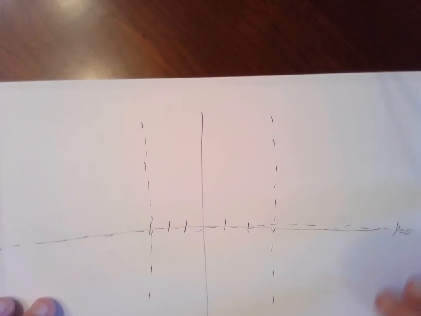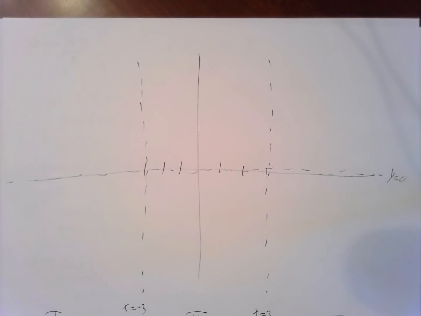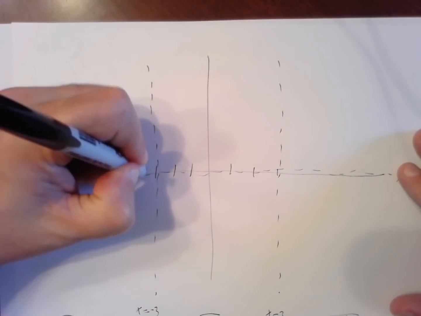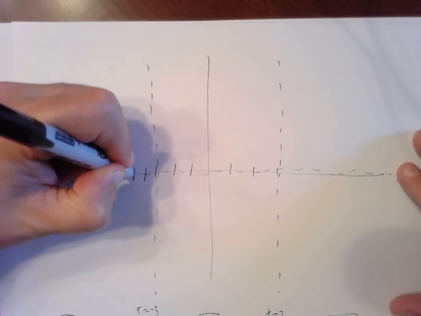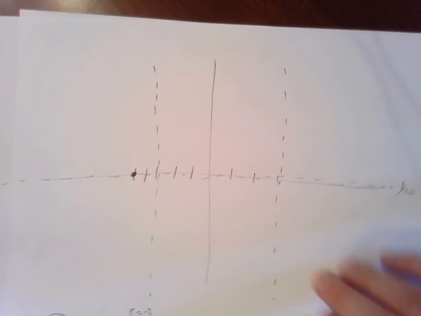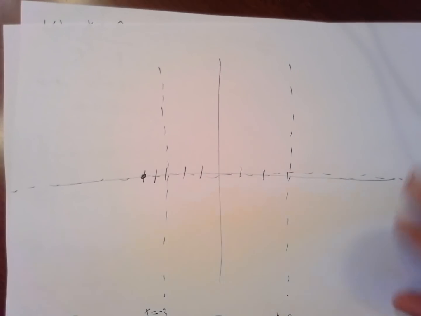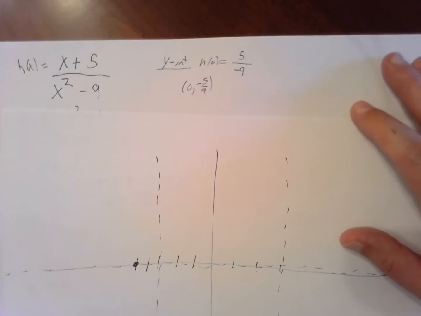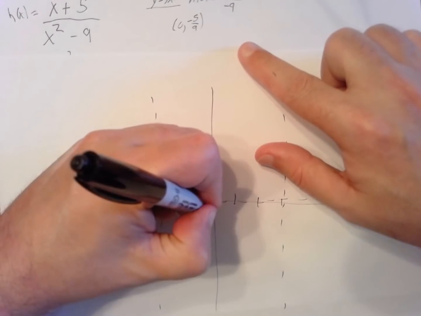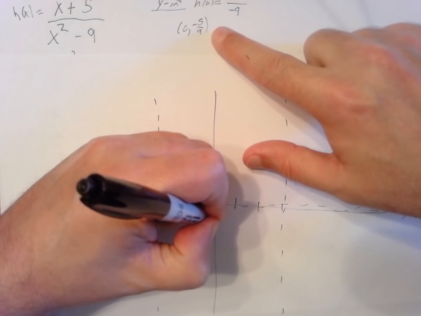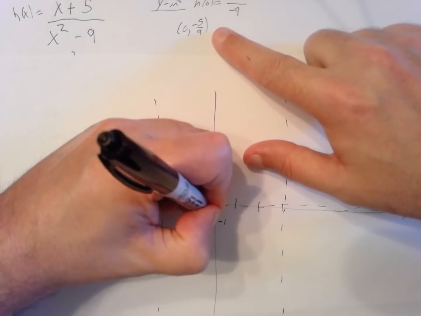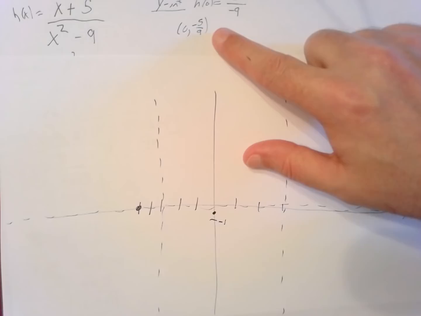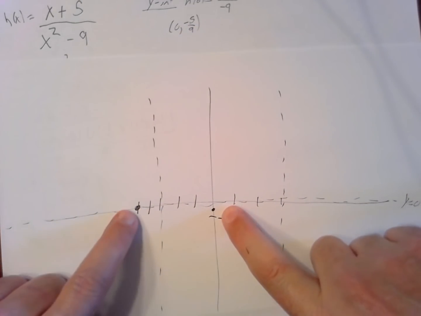As soon as you find it, plot it. Don't wait until you've got everything on the page. It's too hard to go back and find everything. My x-intercept was negative 5, 0, right? Checking me, yeah. My y-intercept is 0, negative 5/9. That's a little more than negative a half, so say that was negative 1. About right there. There's my y-intercept, there's my x-intercept.